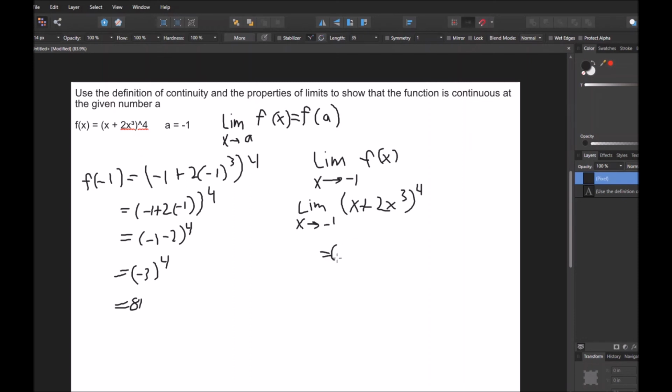So that's going to give me -1 plus 2 times -1 cubed raised to the 4th, and you can see that that's just that step right there. So we can continue going down this way like that. We would just copy all these steps until we get to 81, and that's how we'd show it's continuous. So that's how you would do that one.